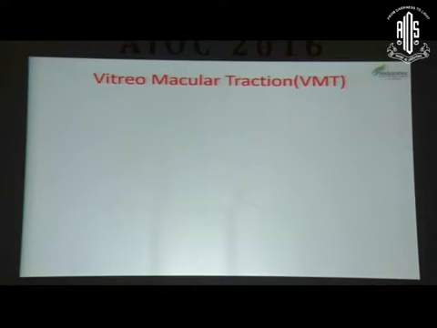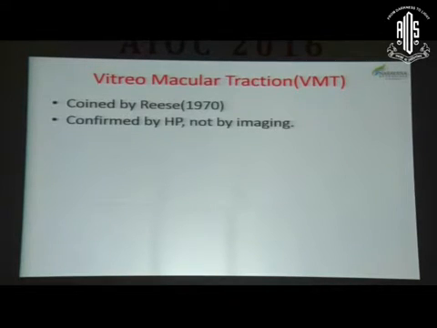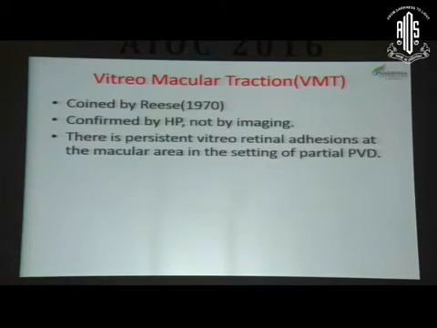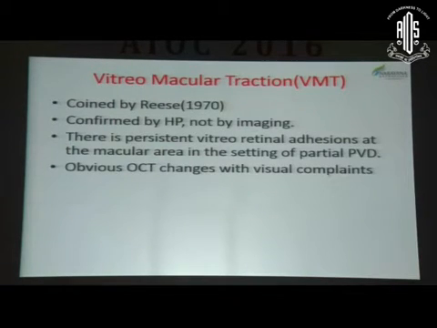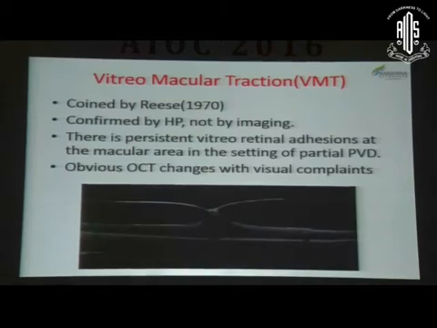And what do we mean by vitreomacular traction? This was a term coined by Rees et al. in 1970, and it was confirmed by histopath. It was not a diagnosis based on the imaging. So there is a persistent vitreoretinal adhesion at the macular area in the setting of a partial PVD, and there are obvious changes on the OCT and the patient most of the time may be symptomatic. So here you can see the vitreous is attached to the foveal area. There are cystoid changes in the macula. So this is known as vitreomacular traction.